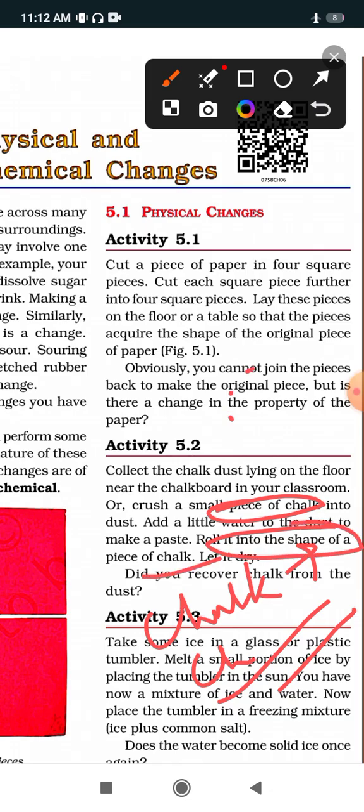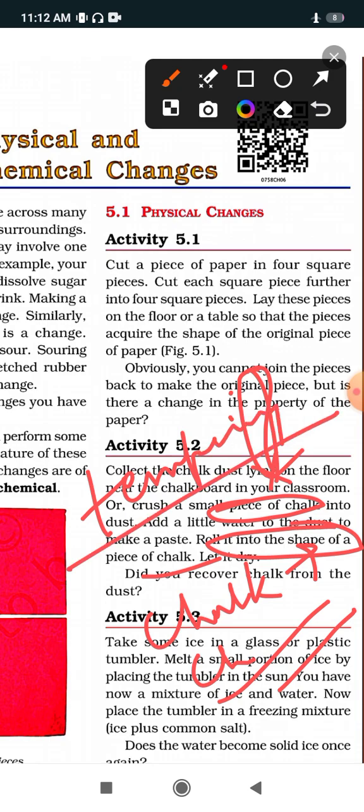हम उसको फिर से चॉक डस्ट से चॉक बनाने का ट्राई करेंगे. Did you recover chalk from the dust? Yes, we have recovered. Clear. So it is a temporary change and it is a reversible change also. So physical change is always reversible, and the size and shape of the paper differ. Clear. And state also differs in physical changes.